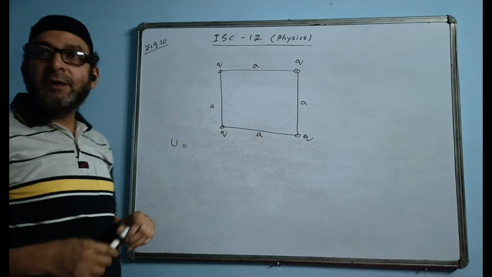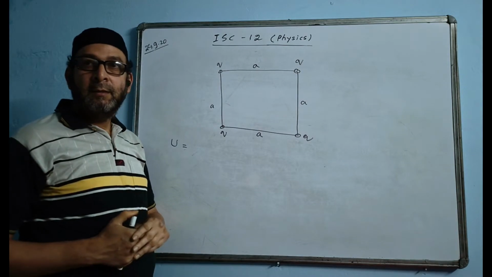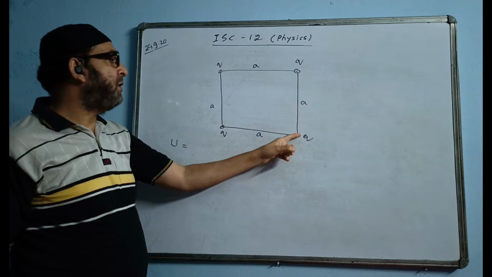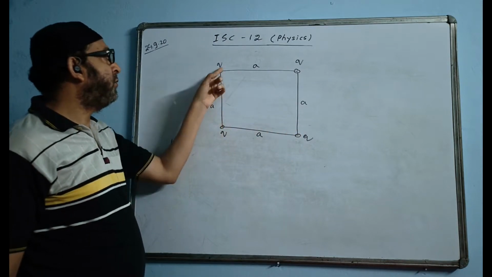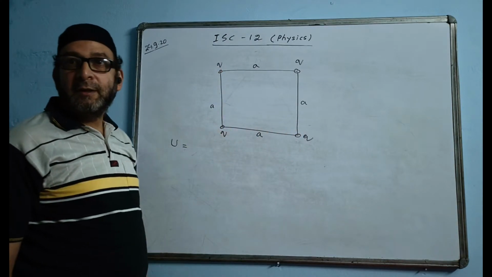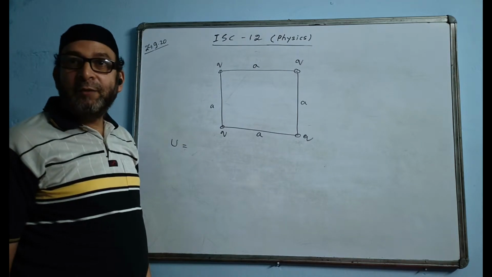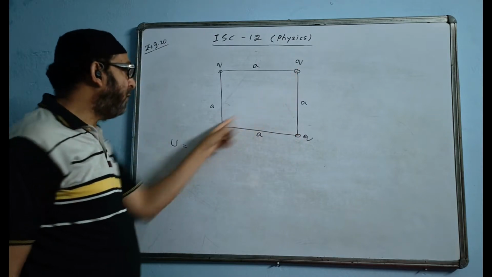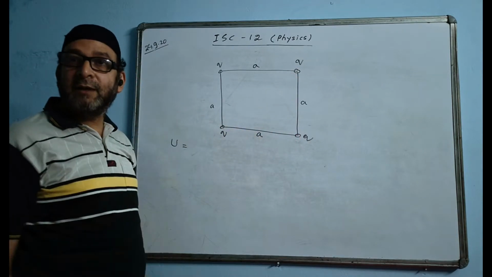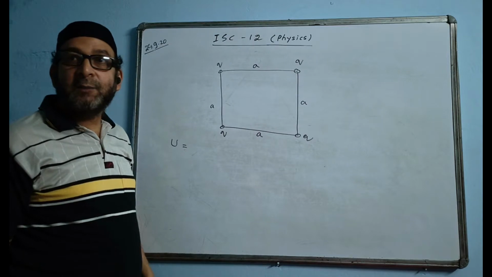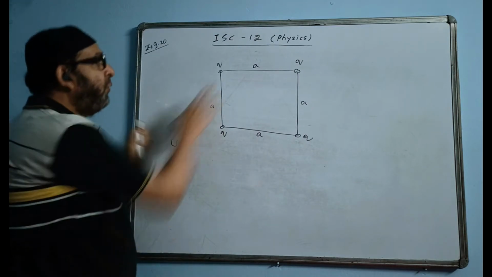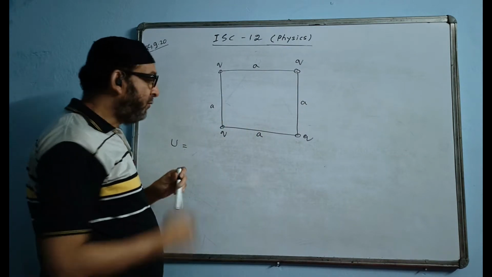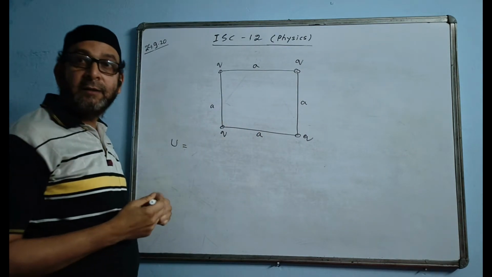Can you guess how many potential energies there will be? Between these two, there will be the first potential energy. Between these two, the second. Between these two, the third. Between these two, the fourth. But the potential energy will not be only 4; it will be like this also, the fifth, and like this also, the sixth. Between any two charges, we can take different ways. So there will be altogether 6 potential energies: 4 sidewise and 2 diagonals. Don't forget that.